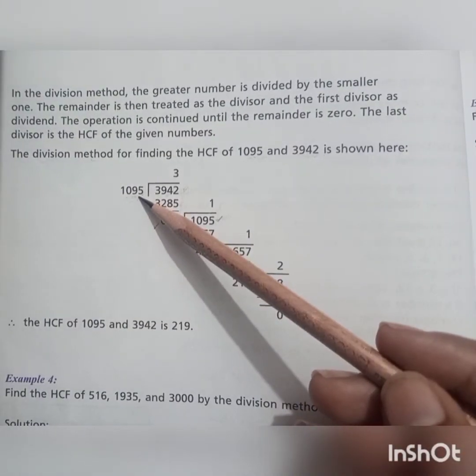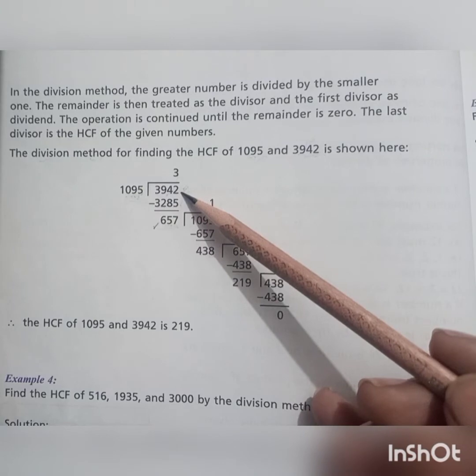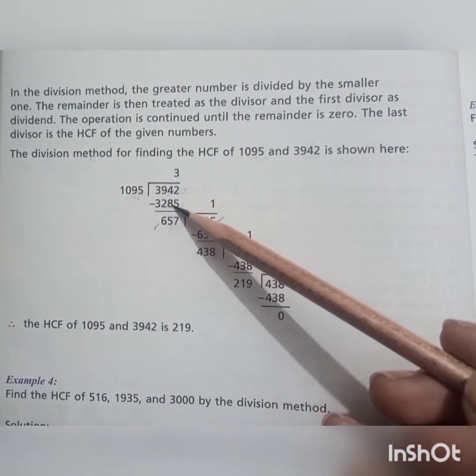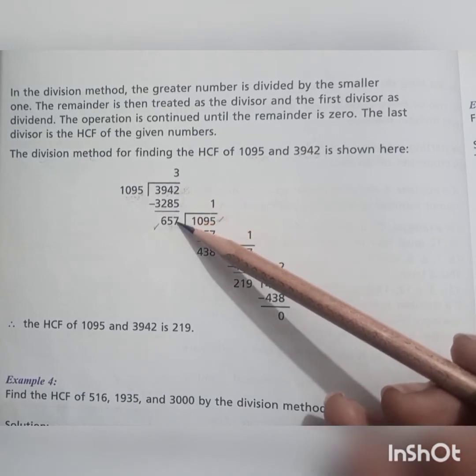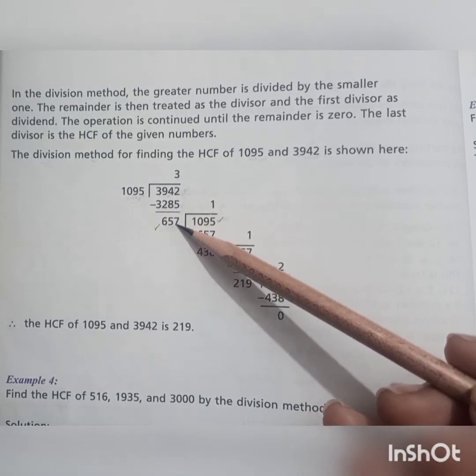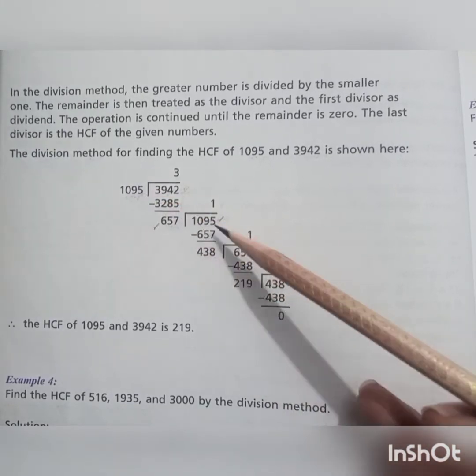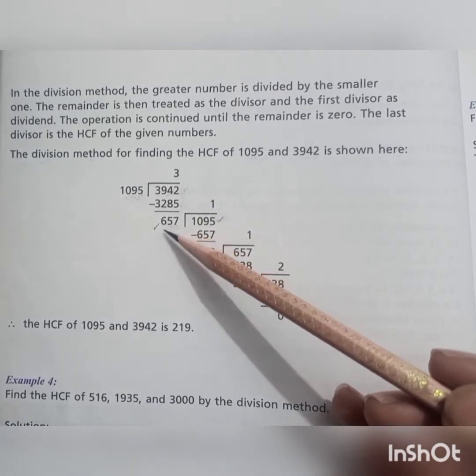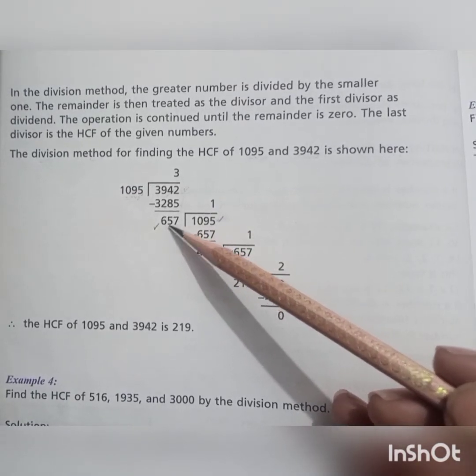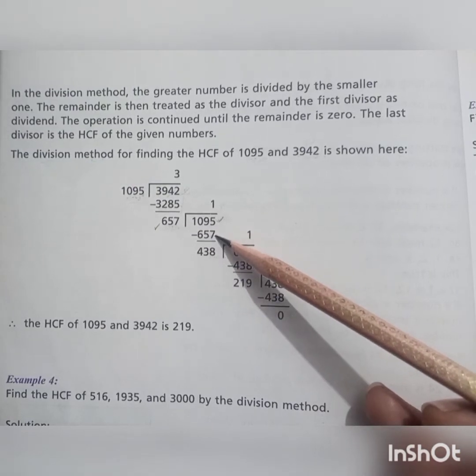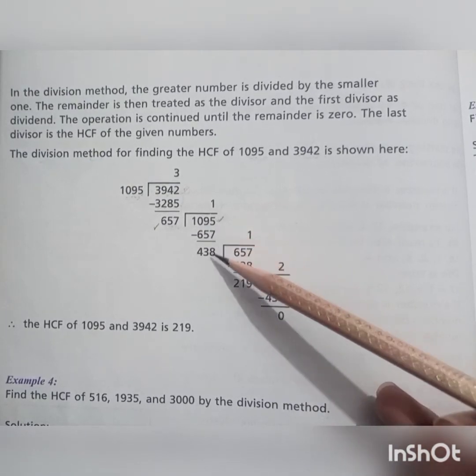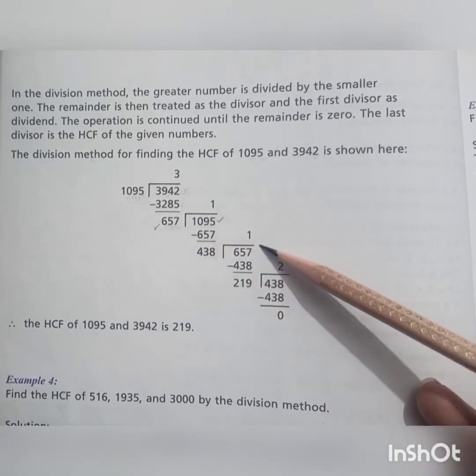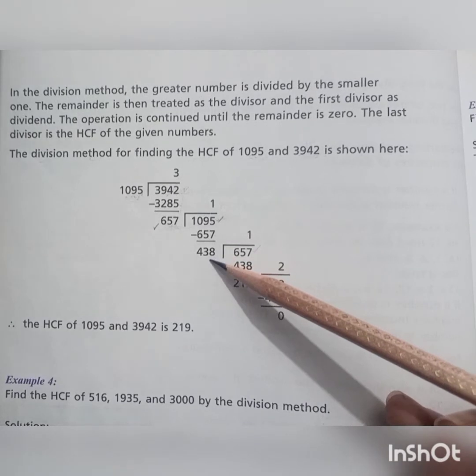Here 1095 is the divisor and 3942 is the dividend. By multiplying 1095 by 3, the answer is 3285. Now subtracting this value, the answer is 657. Now we take 1095 as the dividend and 657 as the divisor. Solving it, 657 ones are 657. By subtracting this value, the answer is 438. Now 657 will be treated as the dividend and 438 as the divisor.